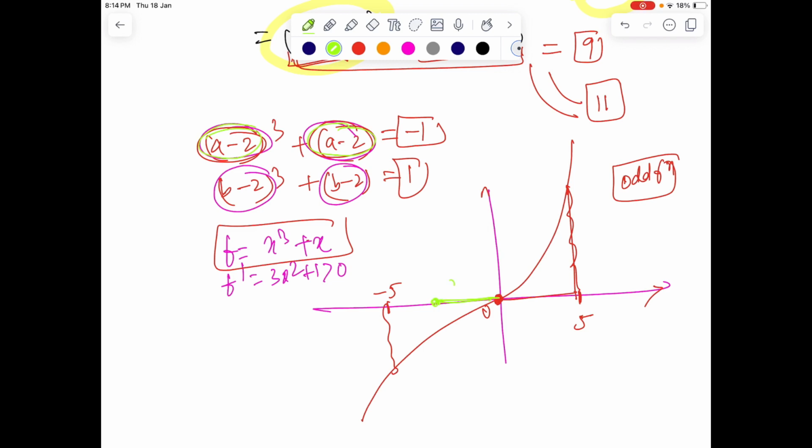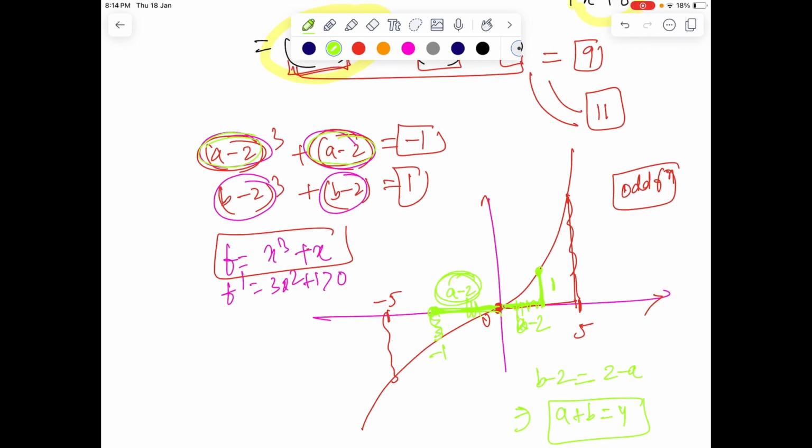So there is some input a minus 2 where I'm getting minus 1. And at b minus 2 I'm getting plus 1. So exactly these distances must be the same because of the symmetry of x cube plus x. So this distance must be equal to this distance, right? So I can tell b minus 2 should be equal to 2 minus a. Because a minus 2 is a distance, but since it's negative, to make it positive we have to take minus of a minus 2. Clear? Which gives a plus b equals 4.